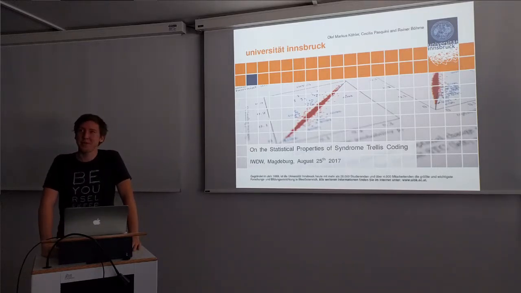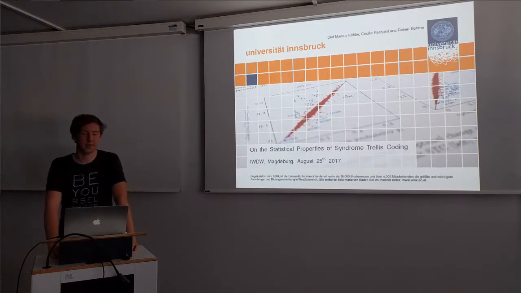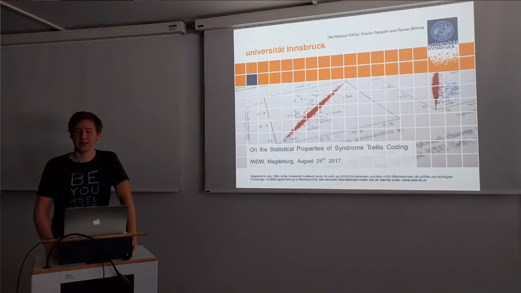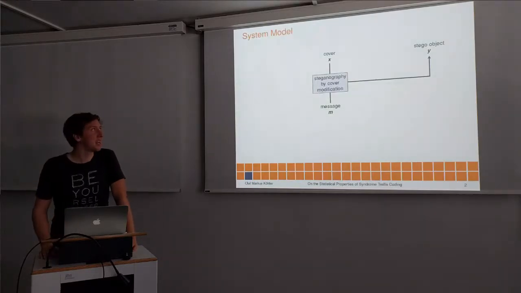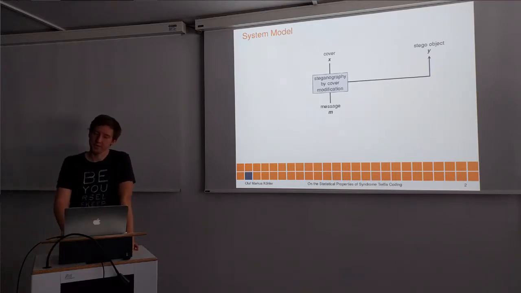As at least some of you have already noticed, syndrome Trellis coding is a concept that we typically use in the context of steganography. And that's what we'll be talking about, even though we are currently in the slot for watermarking 2. In steganography by cover modification, we want to communicate a message M, and therefore we hide it within a cover object X. And this modified cover object containing the message will then be called stego object Y.